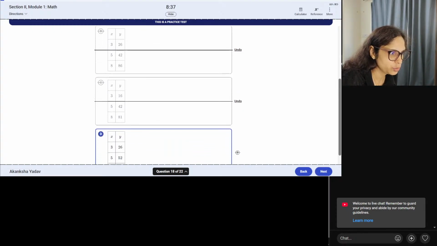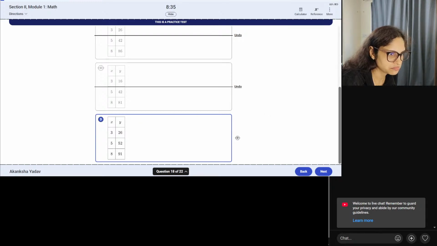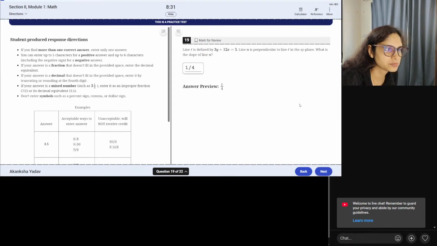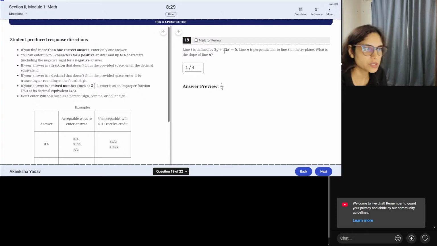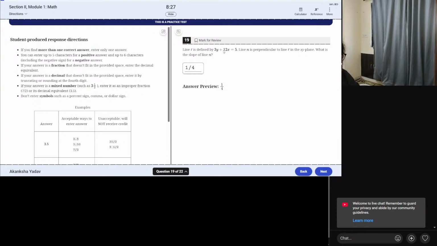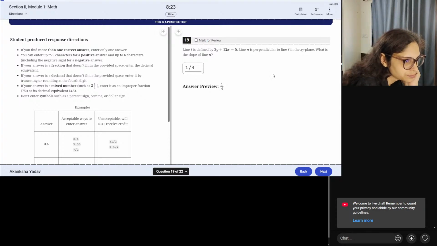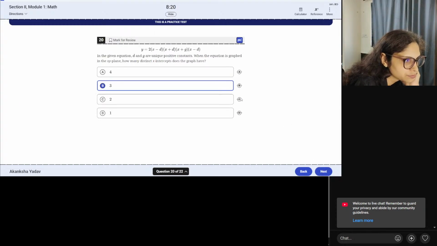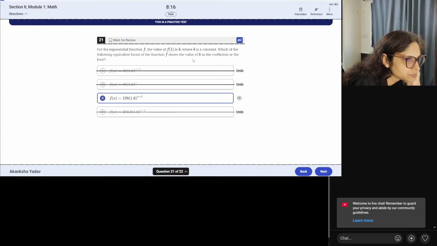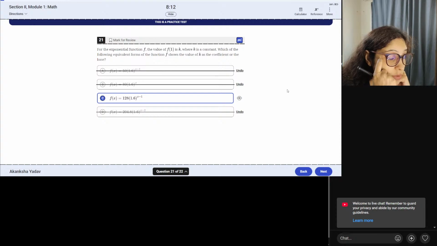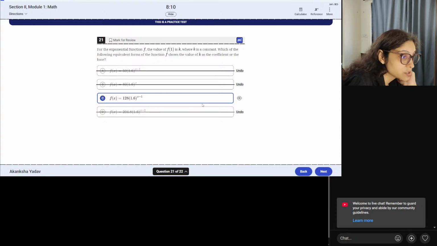So we saw only option D was matching. It should be greater than 21, 47, and 86. For this, the slope is negative 12 over 3, that is negative 4. For a perpendicular line, it will be 1/4. There are 3 different x-intercepts. F of 1 should be the coefficient or constant. So when you put x is equal to 1, it becomes just 128.